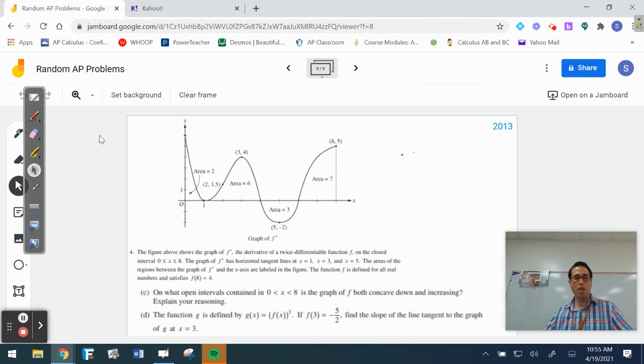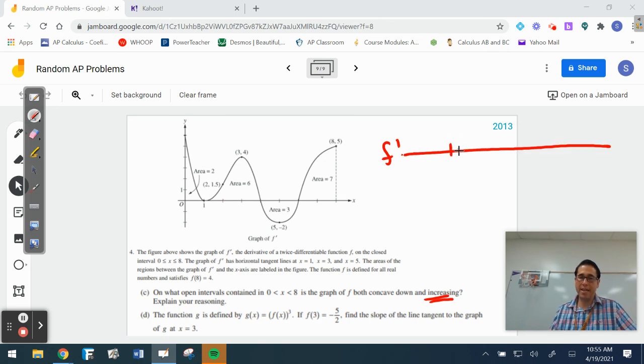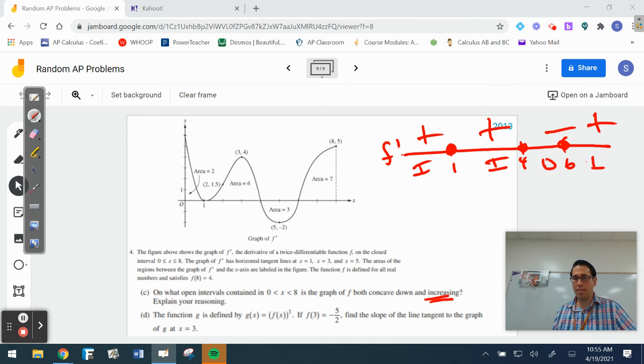Okay, here we go. C, on what open intervals is f concave down and increasing? Well, the increasing comes from the first derivative. So I'm going to redo my sign analysis, right? It's 0 at 1, it's 0 at 4, and it's 0 at 6. And then it goes what? Positive, negative, positive. So it increases here, it increases here, it decreases here, and it increases here.